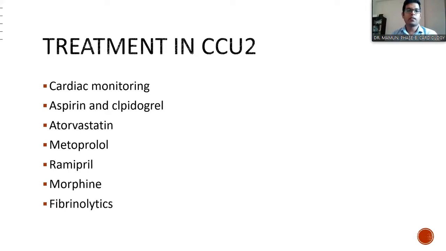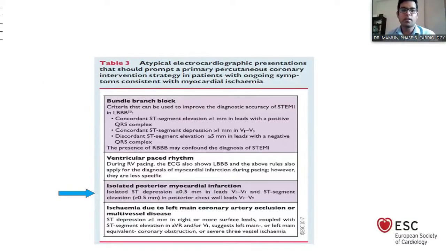This treatment was given in our patient: cardiac monitoring, aspirin, loading dose of clopidogrel with high dose of atorvastatin, metoprolol, ramipril, morphine, and fibrinolytics. This is the ESC recommendation in case of isolated posterior MI. They said that primary PCI may be undertaken in these groups of atypical ECG criteria: bundle branch block with Sgarbossa criteria, ventricular paced rhythm with Sgarbossa criteria, and left main coronary artery occlusion, that is ST depression more than 1 millimeter in 8 or more surface leads.